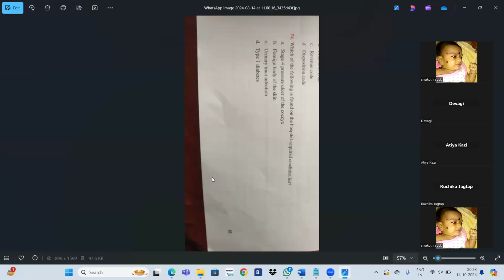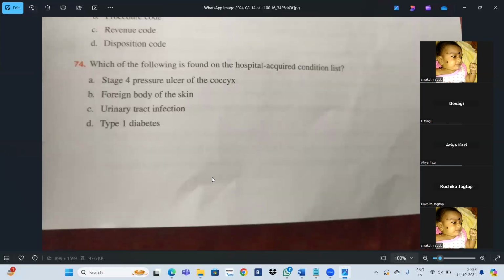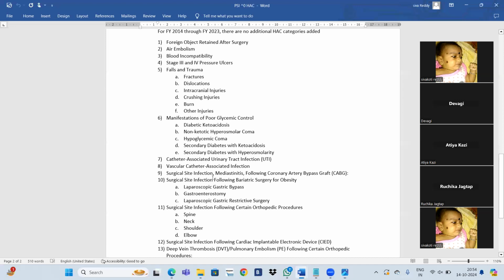See this. Read question 74. Which of the following is found on the hospital acquired list? They gave four options, right? So take a snippet of the question. I will put the HAC list of conditions. Now identify the HAC condition.